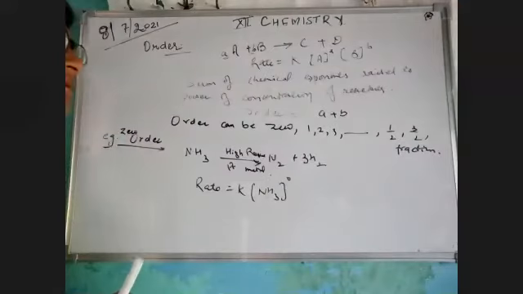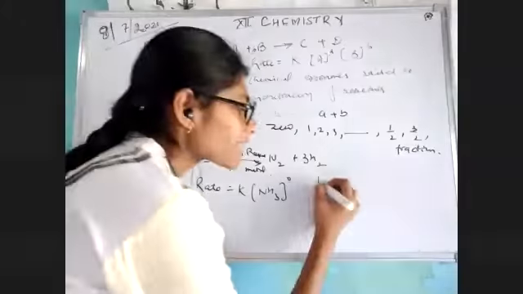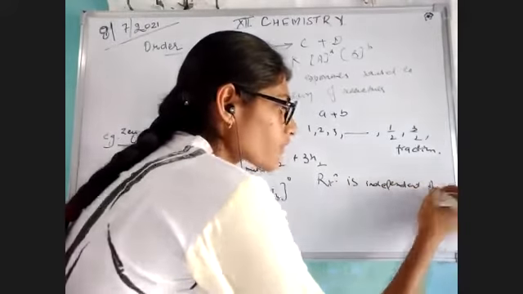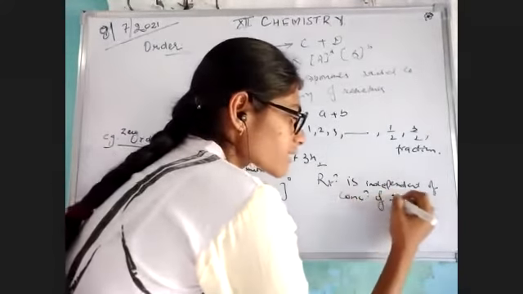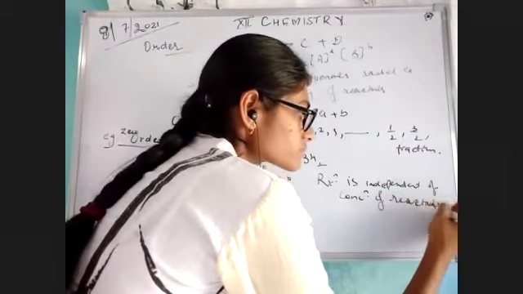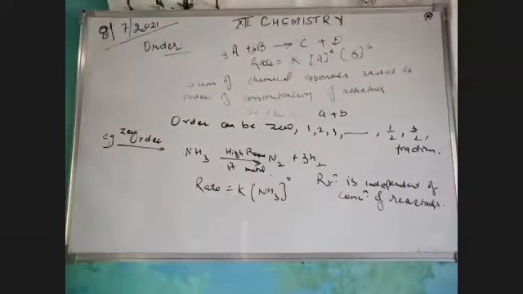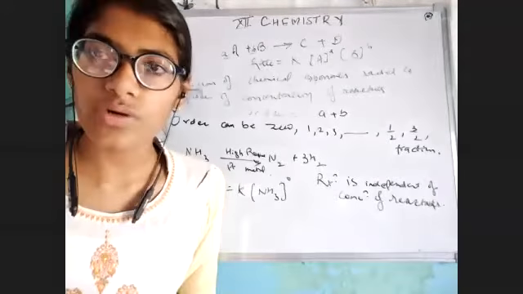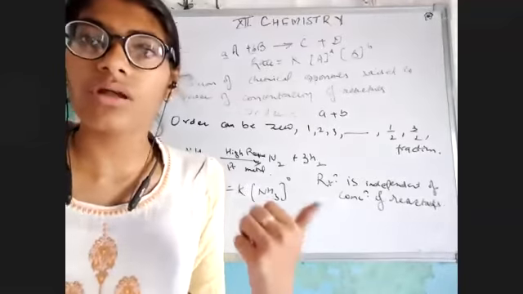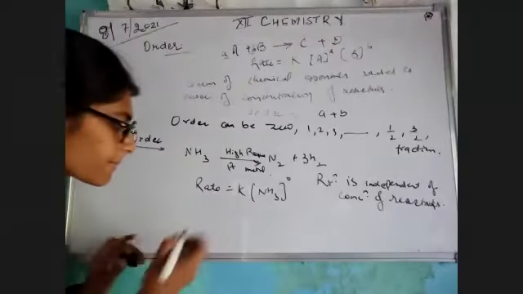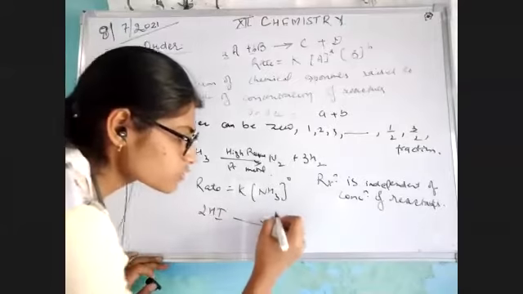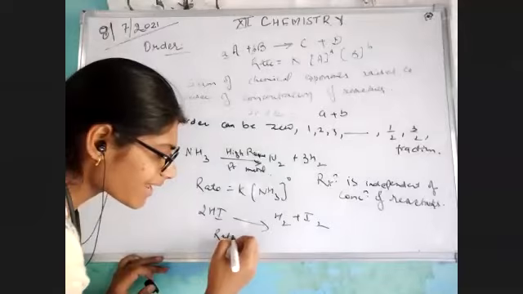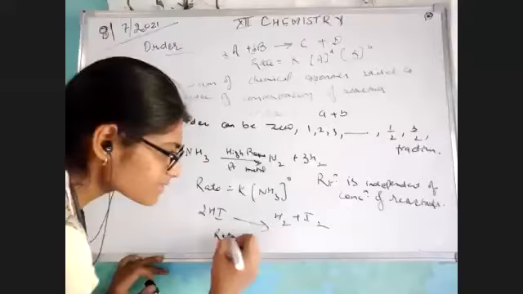What does this line mean? It just wants to tell us that the reaction is independent of the concentration of the reactant. In the same way, we can take examples of first order, second order, and fractional order also. For example, if I take 2HI decomposing to H2 plus I2, in this case my rate is equal to k [HI] to the power 3 by 2. Right?